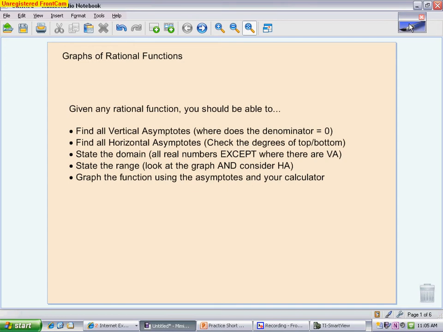So what I started with first is just a little list to give you an idea of what the expectation is when you take a quiz or when you take a test. Given any rational function, you should be able to, and it's kind of taking you through the list, and this is how it will be graded as well.